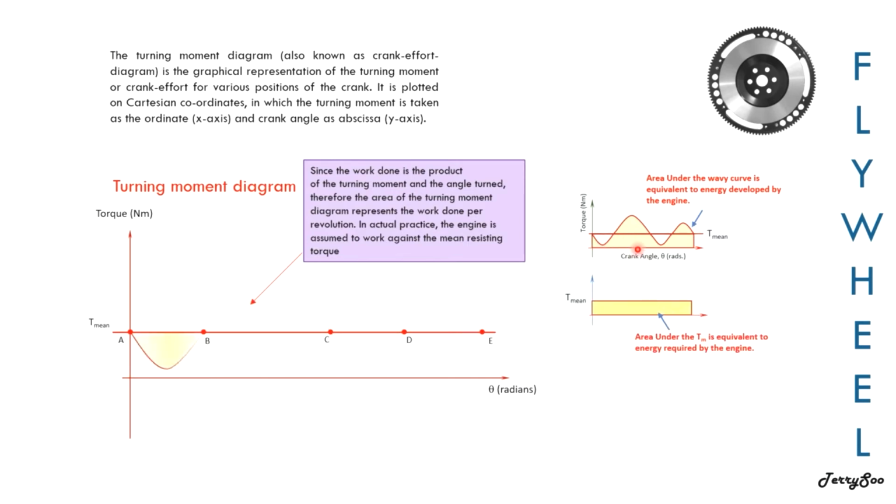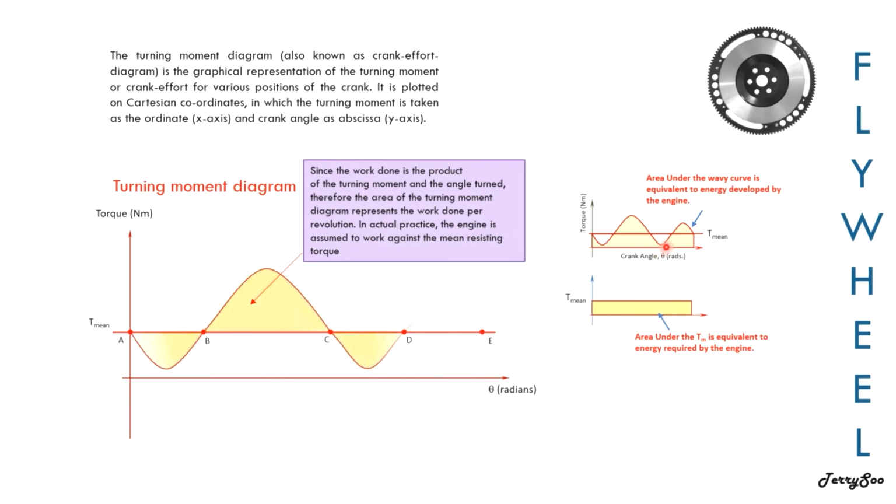So I have two diagrams here, 1 and 2. This is based on energy supplied, or developed by the engine. The area which I've shaded represents energy which is being developed by the engine. And the area under the mean resisting torque line would be the amount of energy that is required by the engine to run the processes.